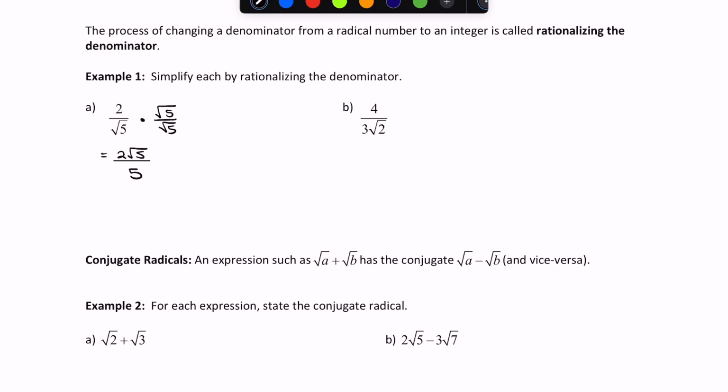And so the same thing here. In this situation, our radical is square root 2. So we're going to multiply both the numerator and the denominator by square root 2. So here we will have 4 square root 2 over 3 times 2, which is equal to 4 square root 2 over 6. Then we can simplify this, and that will give us 2 square root 2 over 3.